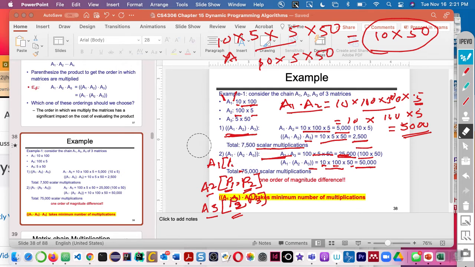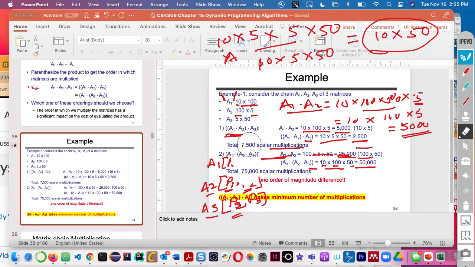Okay, the order we are following, for instance here, due to a different order, in one way it is taking 7500 scalar multiplications, in another way it is taking 75,000. So which one is better? Which one will be efficient? This one, right? This one will take less time and less memory space.